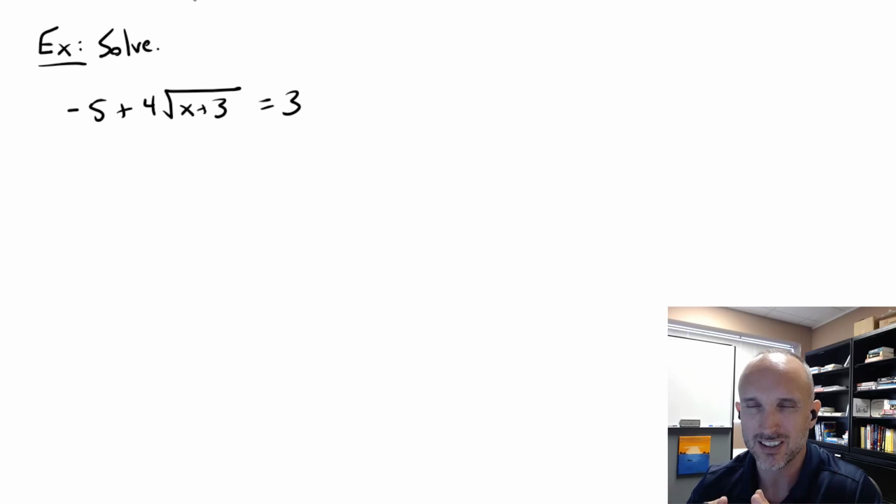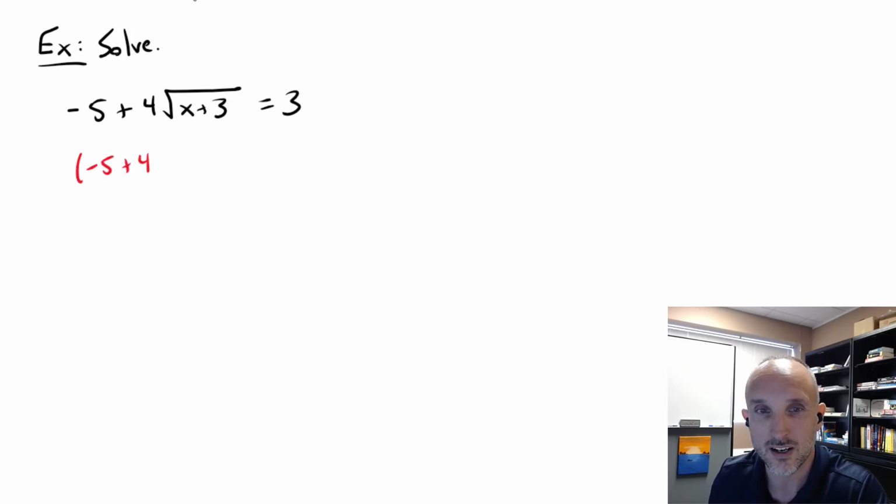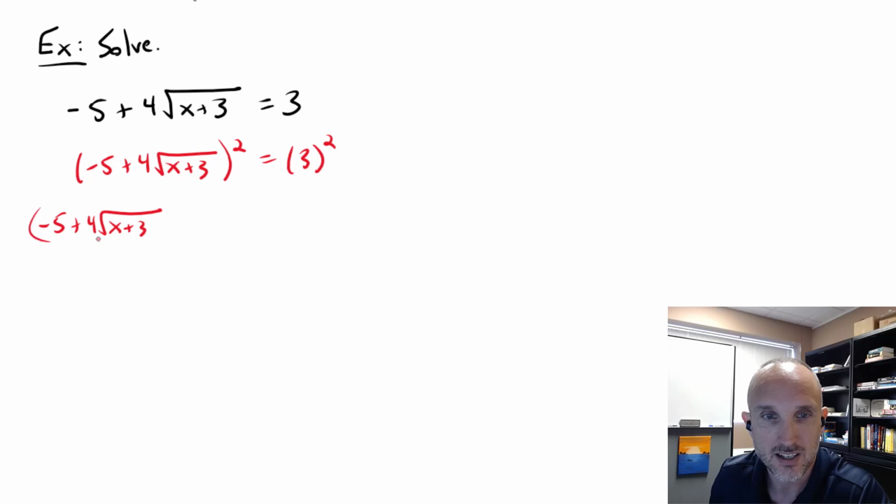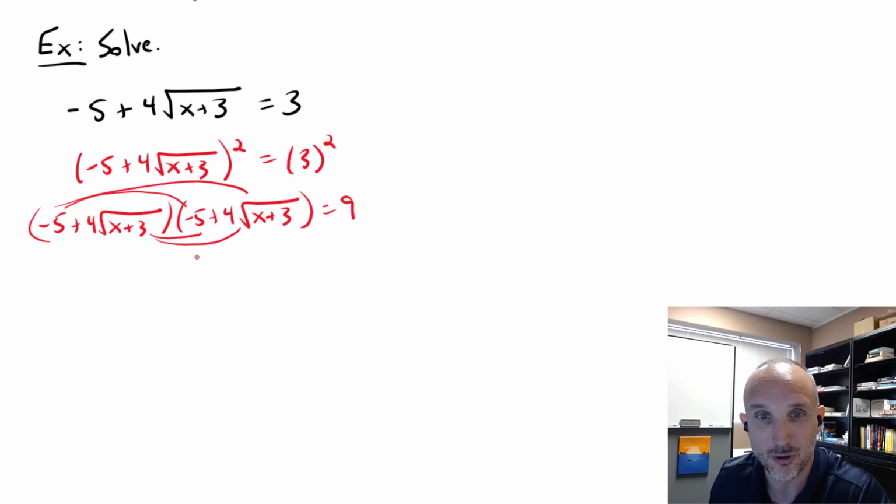And so a lot of people will get this half right. They'll say, oh, I need to square it, and get so excited. They'll say, okay, I'm going to square the left side and square the right side. That's not going to work out for you. Because if you square the left side properly, if you square anything properly, you're going to multiply it by itself. So you're going to have negative 5 plus 4 square roots of x plus 3 times another negative 5 plus 4 square roots of x plus 3, because this is what it means to square. And you're going to have to distribute all of this, and it's going to become a big old mess.